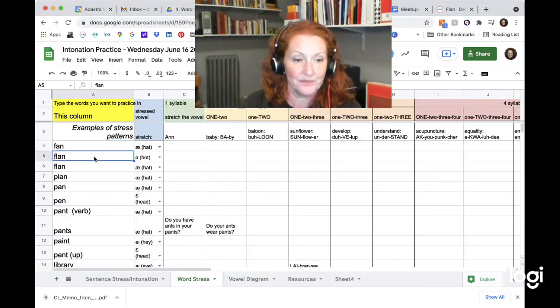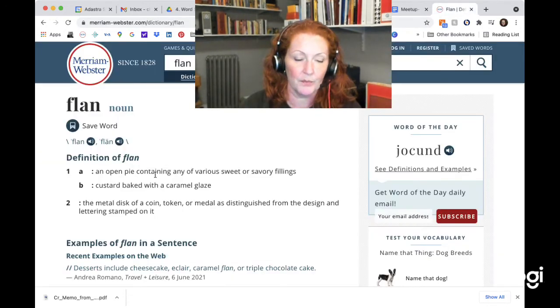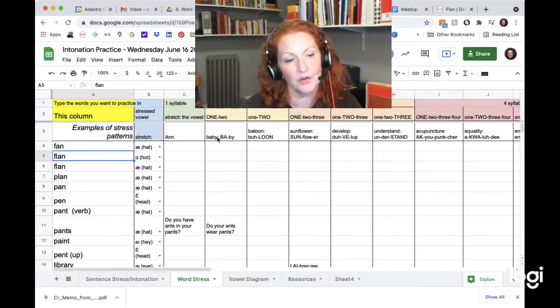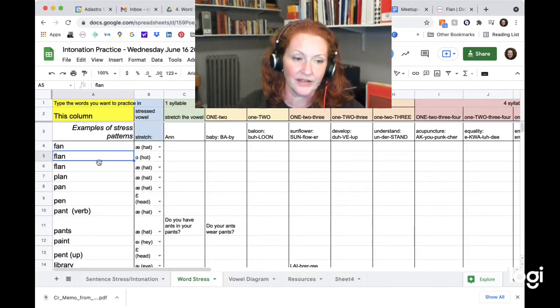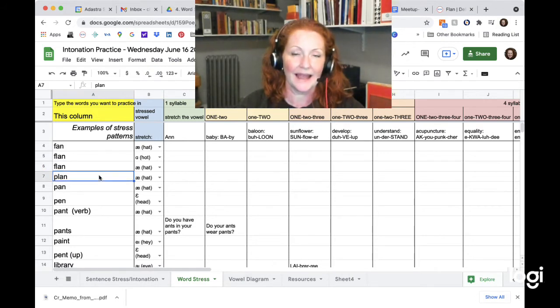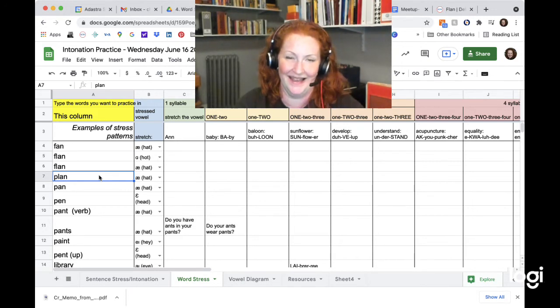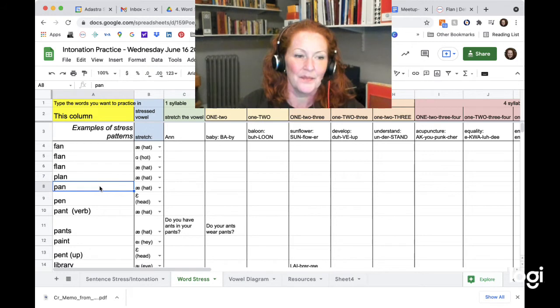And number 5, I put 2 entries because I thought it was always like flawn. But the dictionary had, I still have it open, both pronunciations. So whichever one you prefer can be like hot or flan like fan. Same for plan. Plan. That one you have no choice. It has to be plan. You can't say plawn. 8, pan. The same, pan.